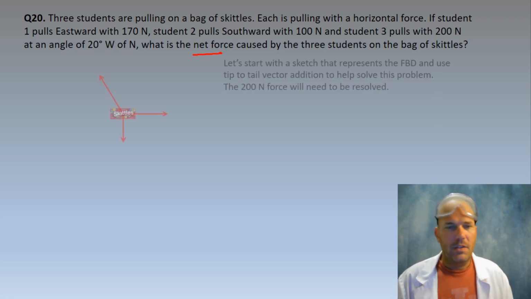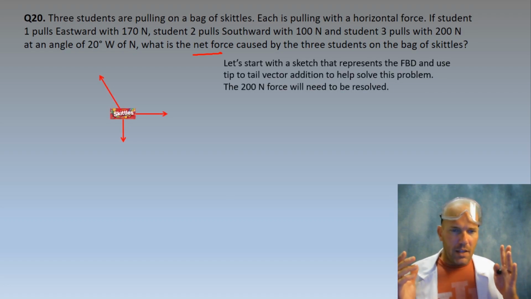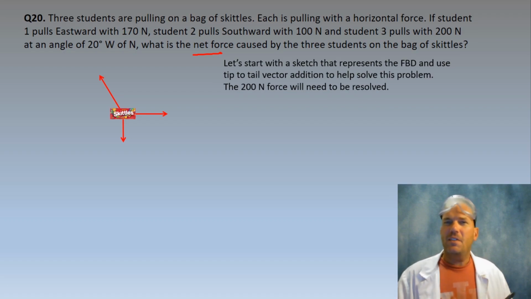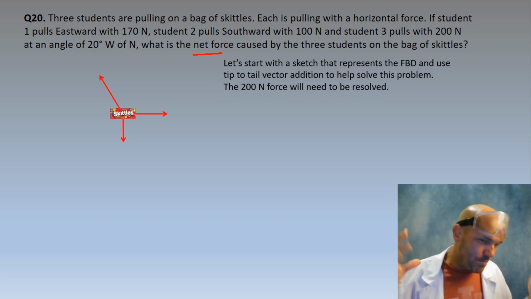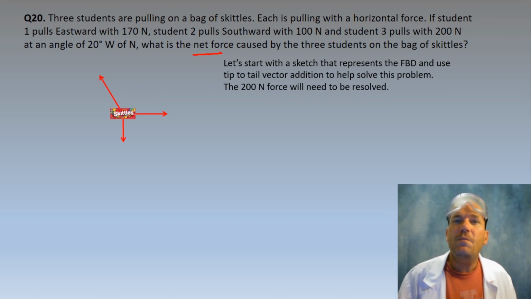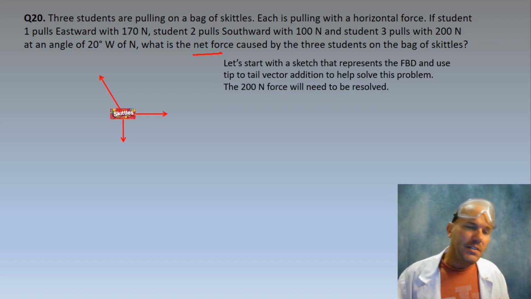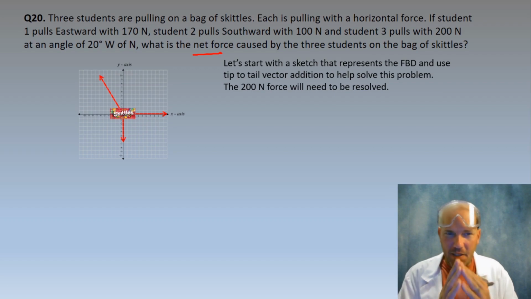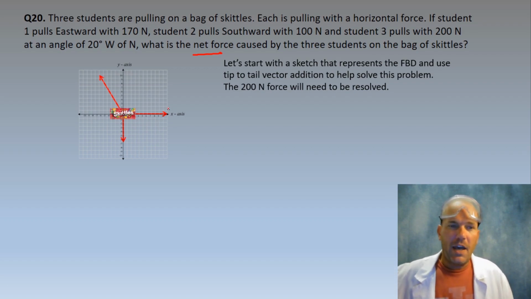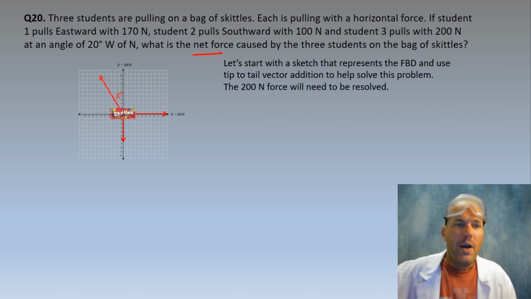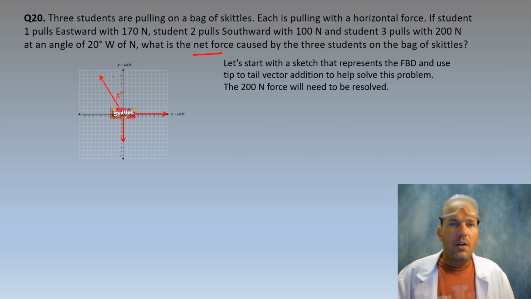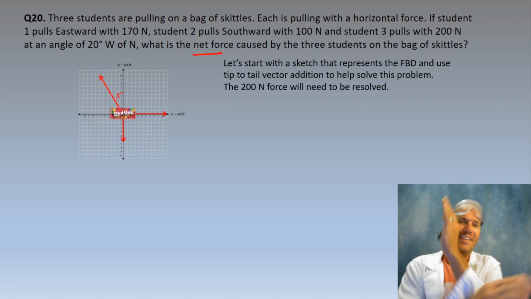All right, let's see what we know. All right, this one warrants a sketch because we have some vector addition going on here. So we have a bag of Skittles, and we have these 3 forces acting on that one object. Okay, now let's look at this with the Cartesian plane here so we can get more of a visual. So here we have that force, and this being the 200 Newton force that is acting at a 20 degree angle west of north, okay, west of north.